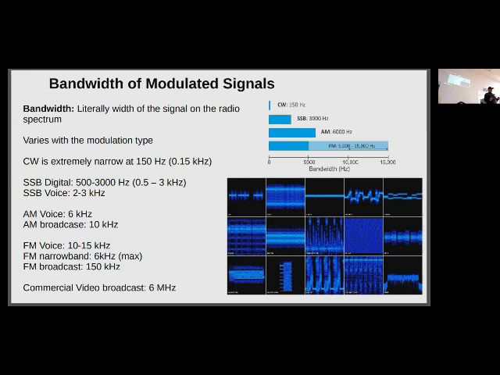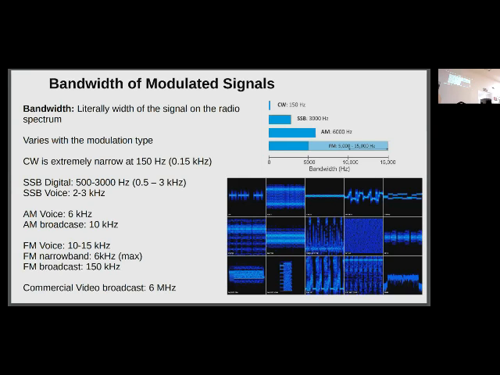Have you ever thought about that FM station that's sending out the music? They're really wide. And we call that bandwidth. It's literally the width that you're taking up on that radio spectrum. And so different types of signals, this is kind of showing the relative bandwidth up here, are going to take up different portions of that radio spectrum.